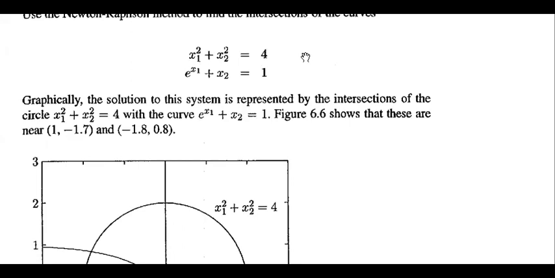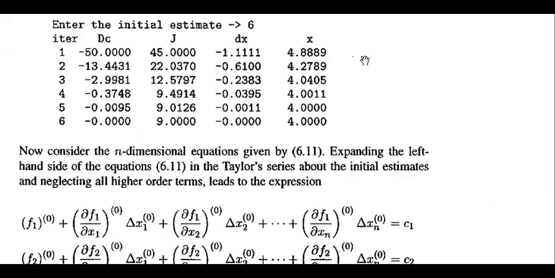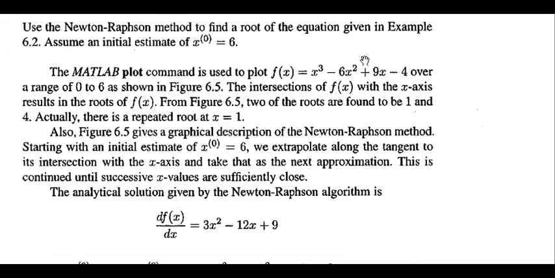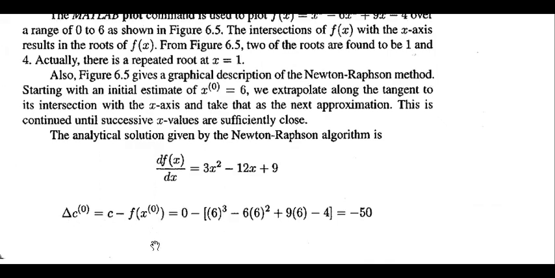Here's my point. In the earlier case it was only one equation, and del C0 was C minus f of x0, right? For this case, C has the value and f of x0 you have to determine.